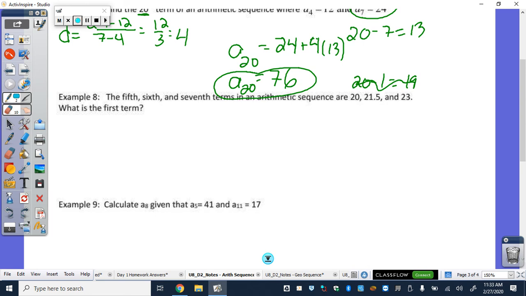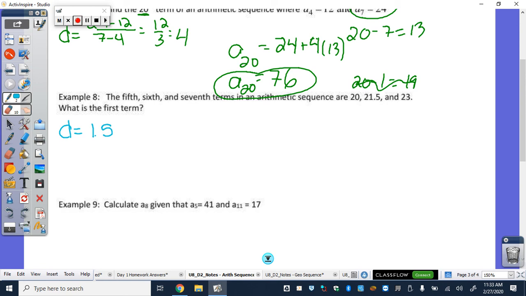So number 8, we have a 5th, a 6th, and a 7th term of a sequence are 20, 21 and a half, and then 23. What is the first term? So again, first thing I need to know, what is my common difference? It's going to be 1.5. That one's a little easier to see the common difference right away.